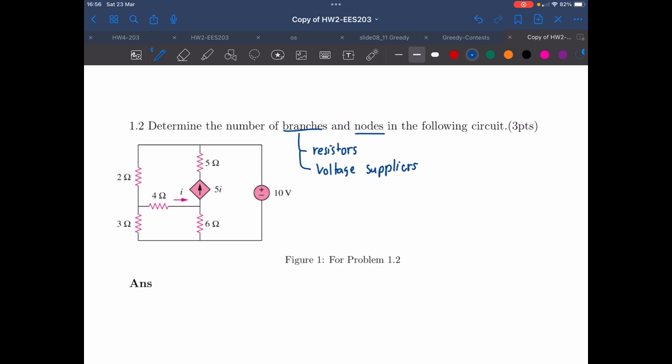And the nodes are the parts that connect between two branches. If we understand the concept, we can identify each part, and that will facilitate determining things when we use nodal analysis and mesh analysis in the later questions. So this part is important.